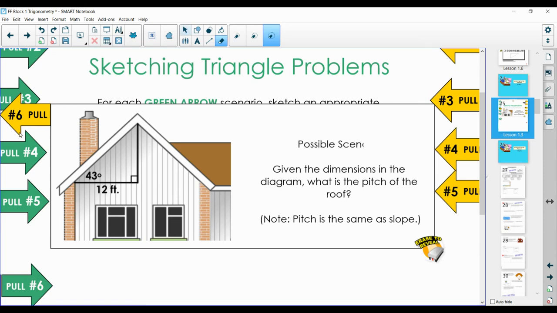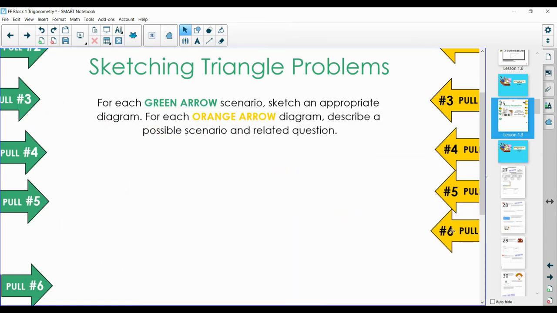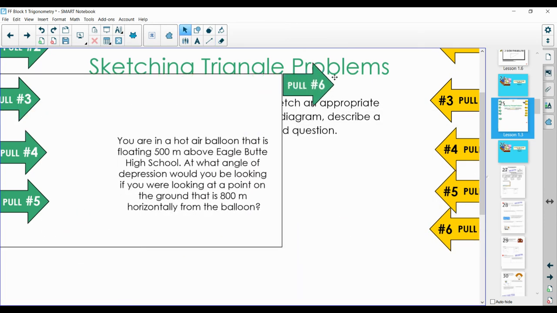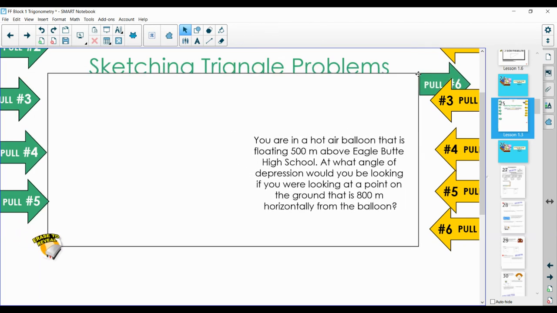Now, one more question here. I'm going to have one more diagram question, and we've got that one right here. It says you're in a hot air balloon that is floating 500 meters above Eagle Butte High School. At what angle of depression would you be looking if you were looking at a point on the ground that is 800 meters horizontally from the balloon? Again, take a minute to pause the video and draw the diagram.